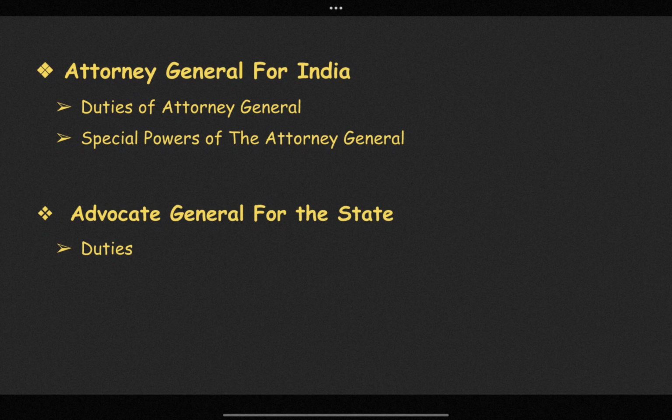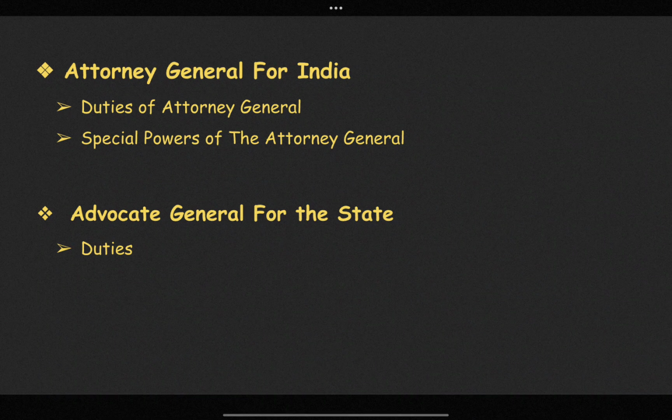Now, if the Attorney General is there for the whole of India, there should be someone for the state, and these are known as the Advocate General for the state. It is a constitutional office provided under Article 165 of the Constitution, and they are appointed by the Governor. They should have the eligibility to be appointed as a judge of the High Court. They hold the office during the pleasure of the Governor of the state. Here also the same thing happens: remuneration is not fixed and is decided by the Governor of the state.